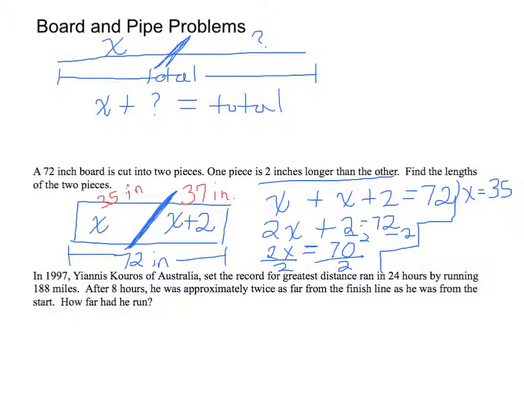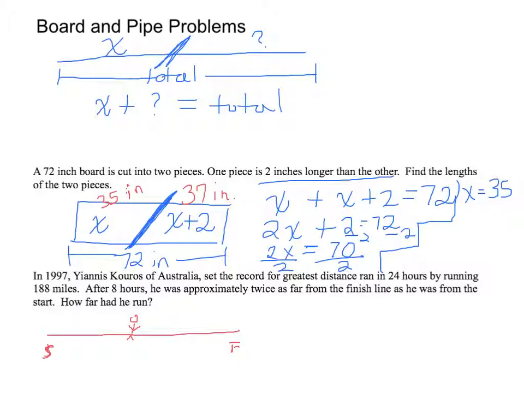If you'll notice in this next one, in 1997, Yanis Kouros of Australia set the record for greatest distance ran in 24 hours by running 188 miles. After 8 hours, he was approximately twice as far from the finish line as he was from the start. How far had he run? Alright, well, let's look. This is not a length this time, but a distance. So I have a finish line and a starting point. And Yanis is somewhere running right in the middle.